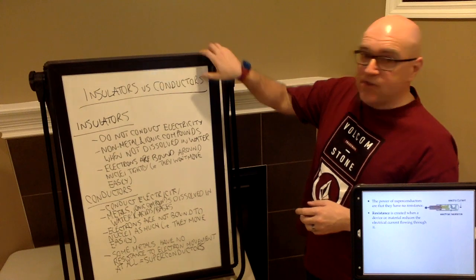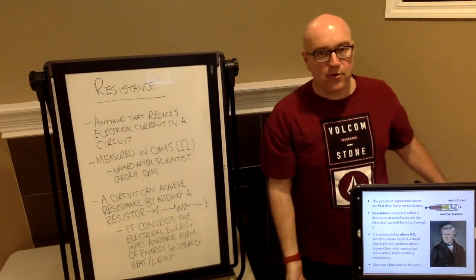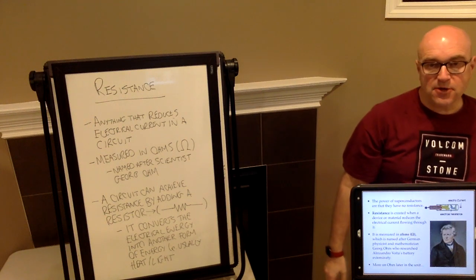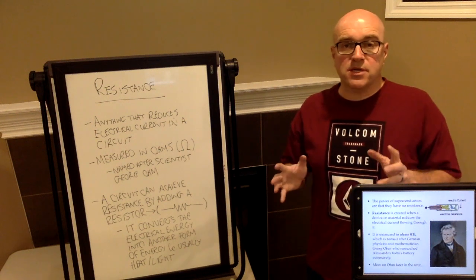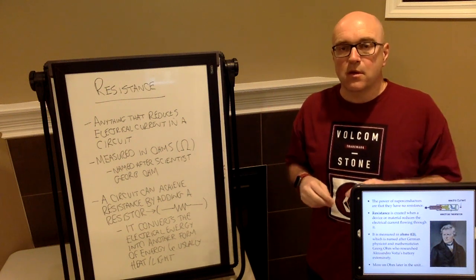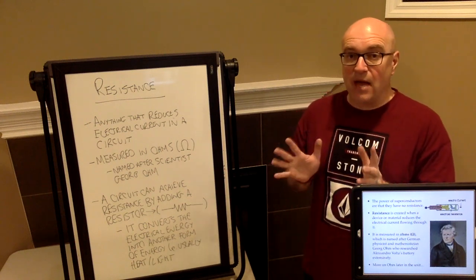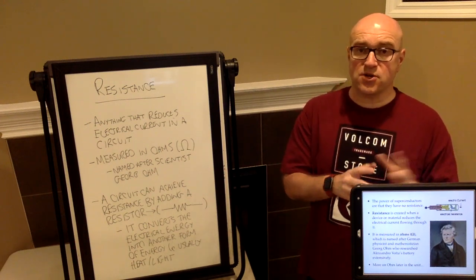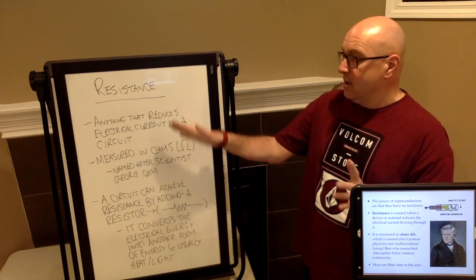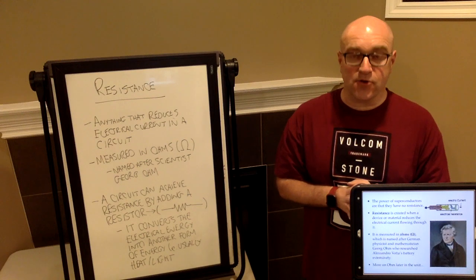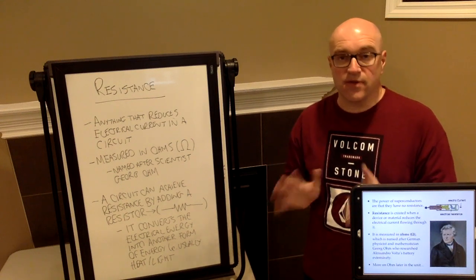Now, we've discussed how we can move electricity or not move electricity through a circuit, whether you're using an insulator or a conductor. There is a way to measure the amount of resistance to electron movement in a circuit. And again, when I use the term resistance, it's referring to anything that reduces electrical current in a circuit. So anything that is going to prevent the movement of electrons is called resistance.